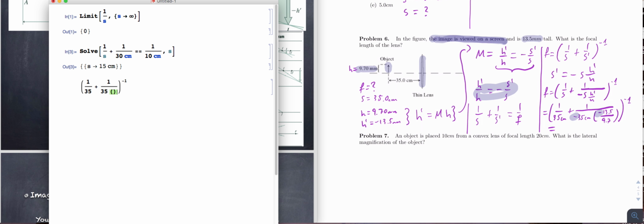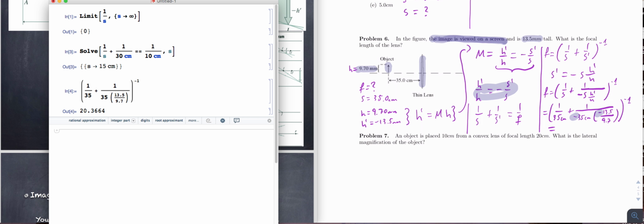35 times 13.5 over 9.7, and we do this out, and we get a focal length of 20.4 centimeters. And we could have put the centimeters in here, and Mathematica would give us the right units at the end as well. Very good.